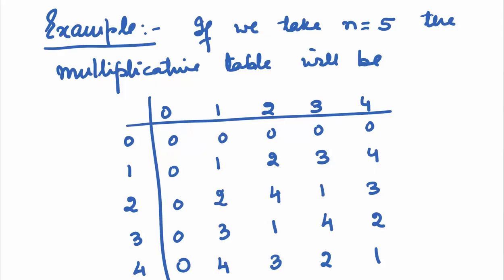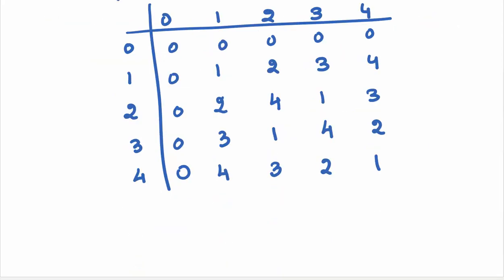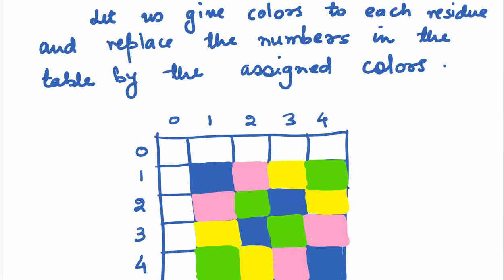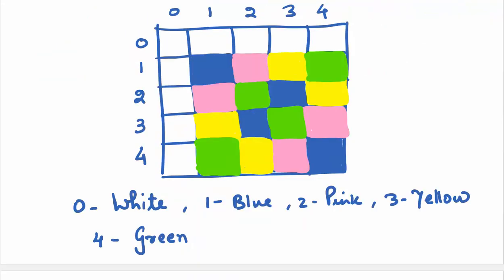Let's take an example. If we take n is equal to 5, the multiplicative table will be as follows. This is a table of least residues modulus 5. What if we give colors to each residue and replace the numbers in the table by the assigned colors? Here, if we take 0 to be white, 1 to be blue, 2 to be pink, 3 to be yellow, and 4 to be green, this is the quilted pattern we will get.